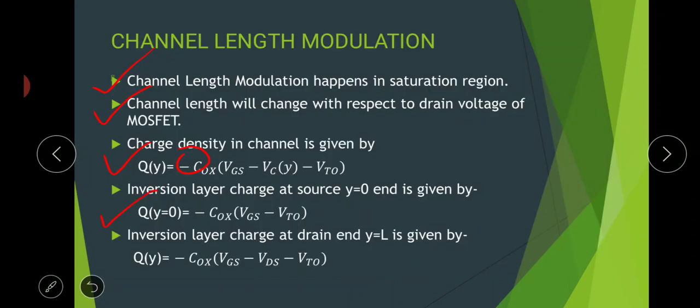So the inversion layer charge at the source, y equal to 0, is given by Q of y equal to 0 equal to minus Cox into VGS minus VT0. The VC of y at y equal to 0 is 0, because of that this term is not mentioned here.